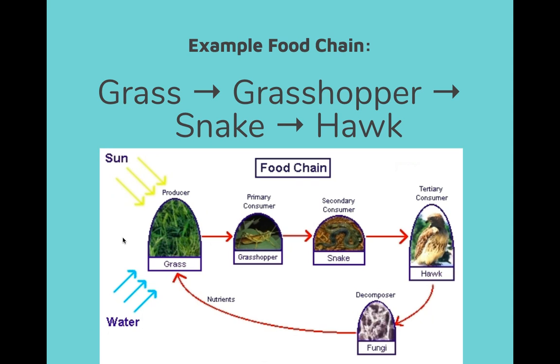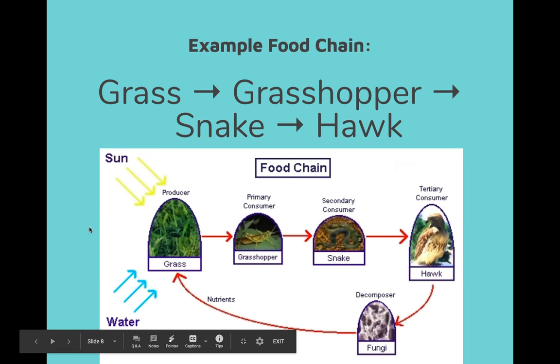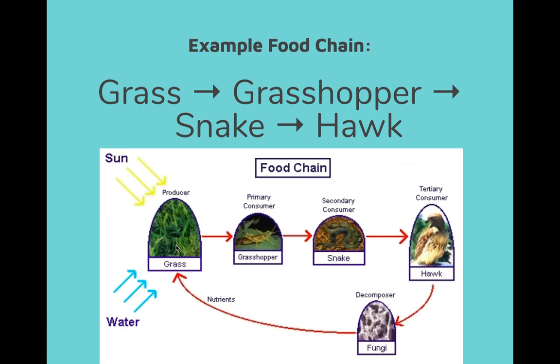This graph is actually wrong. Can you tell me the missing item that helps give grass energy? Carbon dioxide. Exactly. Carbon dioxide is also a molecule that is needed to do photosynthesis.